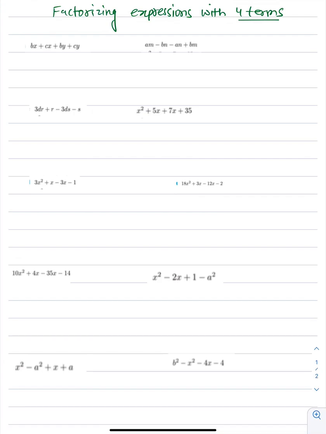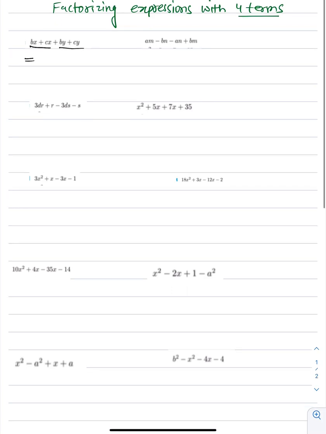In today's lesson, I'm going to do factorizing expressions with 4 terms. So the first question I'm doing is bx plus cx plus by plus cy. So in this case, you have to do the method of grouping. Sometimes you don't have to rearrange any terms and sometimes you might have to. In this case, if we group the first and second and third and fourth, we don't have to do anything.